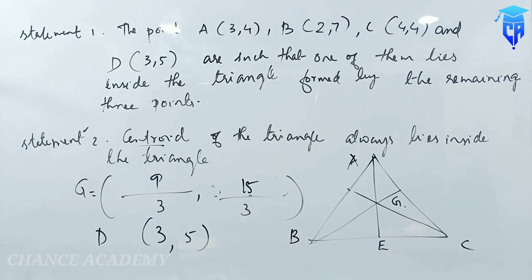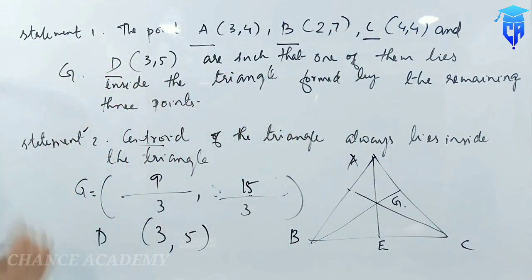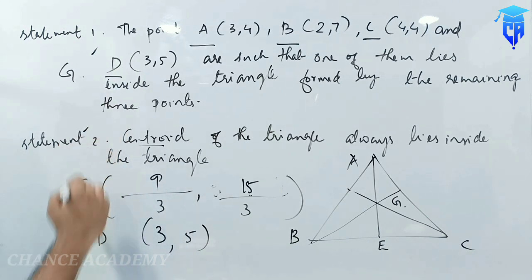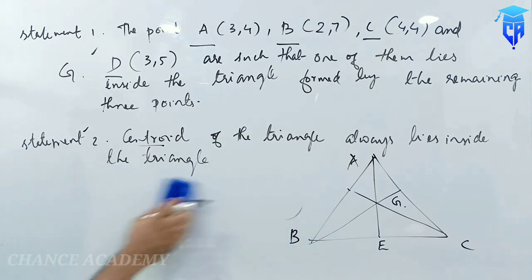In the first statement, it's clearly mentioned that A, B, C and D are such that one of them lies inside the triangle formed by the remaining 3 points. If these 3 points form the triangle ABC, D is actually the centroid G. Based on the reason, we can find it. So statement 1 is true, and we already proved that statement 2 is true. So statement 2 is the reason for the first statement, and your option will be option A: both 1 and 2 are true, and 2 is the correct explanation of statement 1.